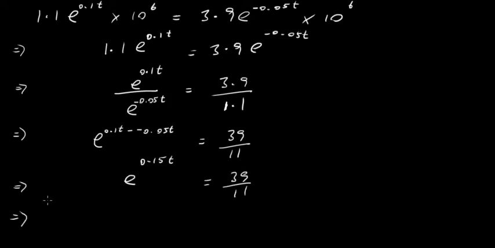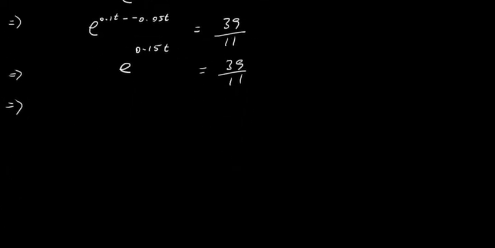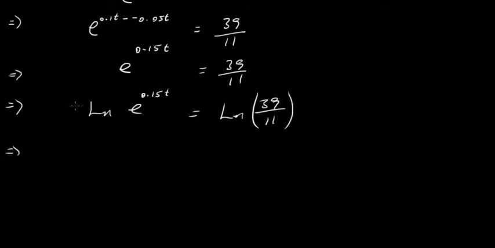Okay, so again what I'm going to do here is just take the log of both sides, because our power here is the variable that we're looking for. So it's e to the power of 0.15t, and that's just going to be the log of 39 over 11. Here again I can take this and bring it down, so I get 0.15t. And again here we've got a log to the base e, so that's just going to be 1. And here we have our log 39 over 11.